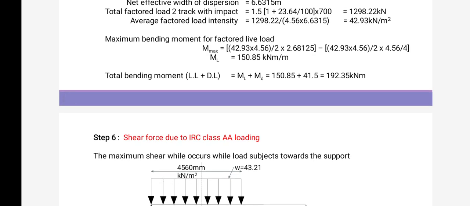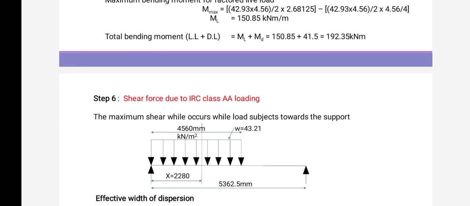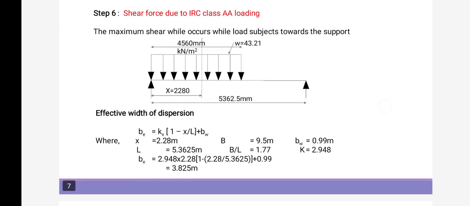Then next, find out the maximum bending moment for factored live load. So M max is equal to, substituting all the values, M live load is equal to 150.85 kilonewton meter per meter. The total bending moment for live load and dead load is equal to 150.85 plus 41.5. So the answer is 192.35 kilonewton meter. Then step 6, shear due to IRC Class AA loading. The maximum shear occurs when the load is placed towards the support. Therefore the effective width of dispersion is equal to B_e is equal to K x into 1 minus x by L plus b_w.